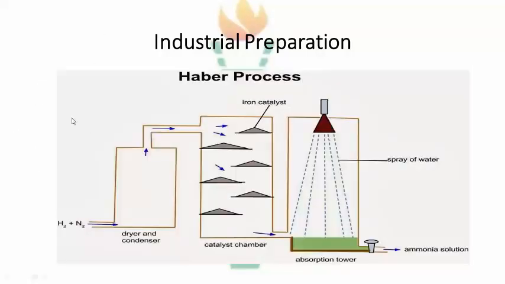Now, this is the diagram of the Haber process. You can see the hydrogen gas and the nitrogen gas are passed into this region and into this region containing the iron catalyst. And after they are made to react, the ammonia gas produced is passed into this region. Then a spray of water is added to the gas to produce the ammonia solution.